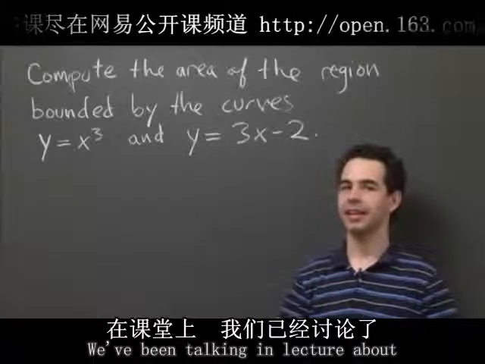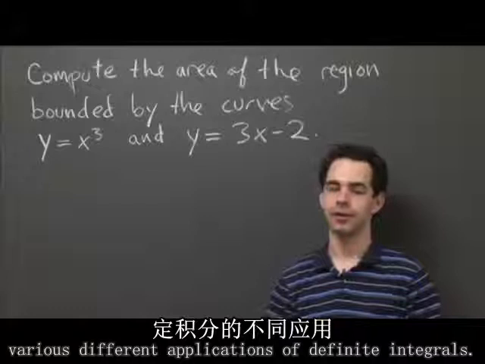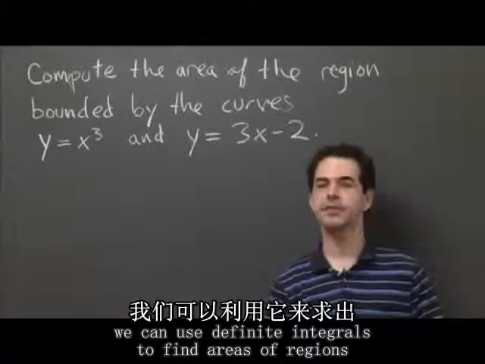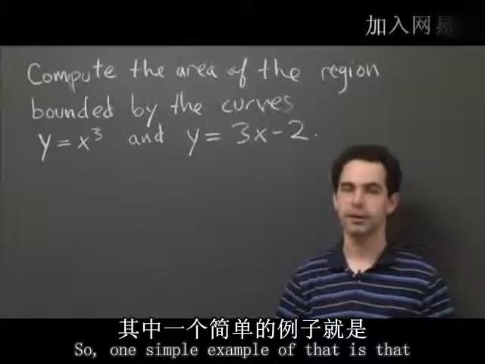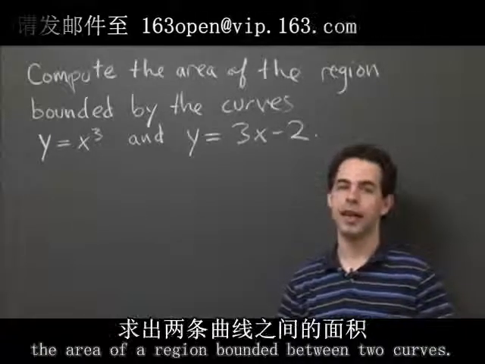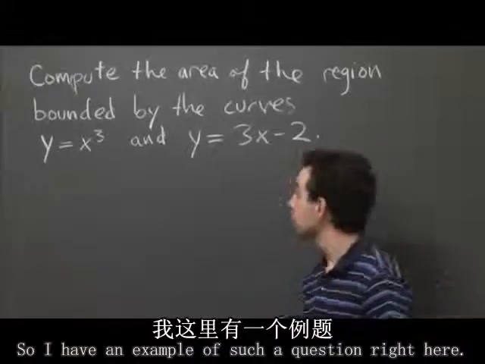We've been talking in lecture about various different applications of definite integrals, and one of them has been that we can use definite integrals to find areas of regions that previously we wouldn't have been able to. So one simple example of that is that we can use a definite integral to find the area of a region bounded between two curves. So I have an example of such a question right here.